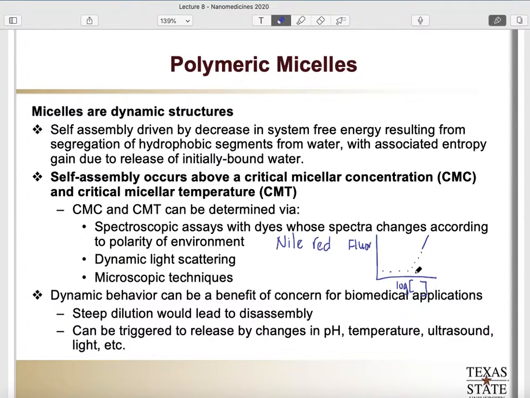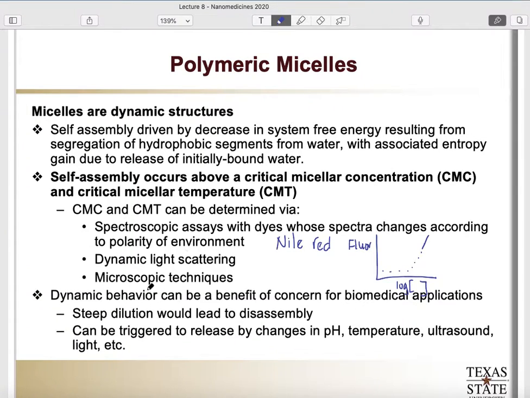Another method of investigating the CMC and the CMT is dynamic light scattering, which some of you have had the chance to utilize. And in this case, what we would be looking at is the fact that initially scattering would be very minimal because the size of the polymers in solution would be very small. But once the polymers self-assemble into a nanostructure, light scattering would increase significantly because larger particles scatter much more light, and that would basically show up as an increase in the intensity of light scattered or an actual reading of a size of a particle.